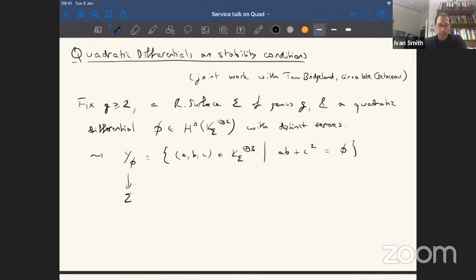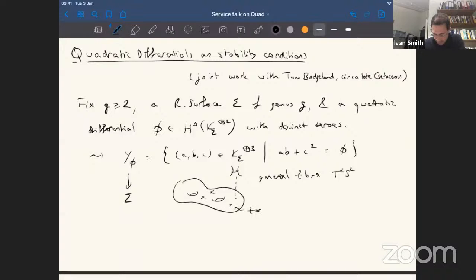This maps down to sigma, and the general fiber is an affine conic, and an affine conic in C^3 is diffeomorphic, and in fact symplectomorphic, to the cotangent bundle of S^2. And then we have these various zeros of my quadratic differential. Over one of those fibers, we see the singular conic ab plus c squared is 0, which is just a quadric cone.